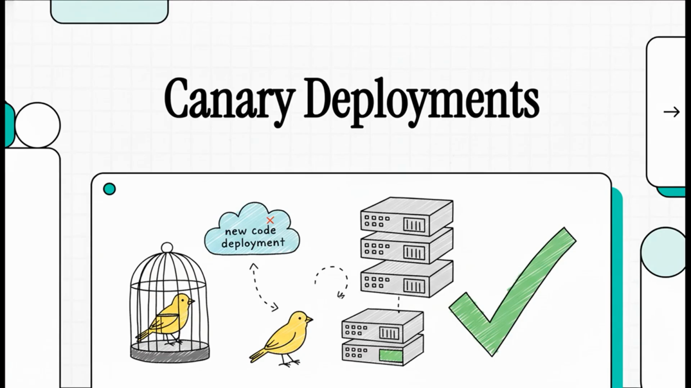Because if that new environment has a fatal flaw, say, I don't know, it can't parse a specific JSON payload correctly, every single request hitting your API gateway immediately fails. Yep. The whole kitchen goes down. Exactly. There's no fallback capacity.